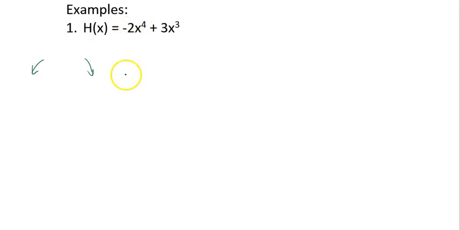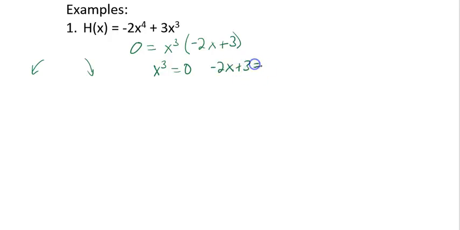Our second step is finding our zeros, so we will say 0 equals this, and I'm going to start to factor. I'm going to take out a GCF of x cubed, and that's going to leave me with negative 2x plus 3. If I set those equal to 0, I have x cubed equals 0 and negative 2x plus 3 equals 0. For x cubed equals 0, when you cube root 0, you still get 0, but this does have a multiplicity of 3 because that power was a cube, and it took 3 x's to get answers of 0.